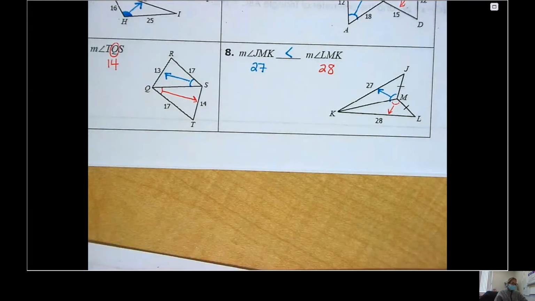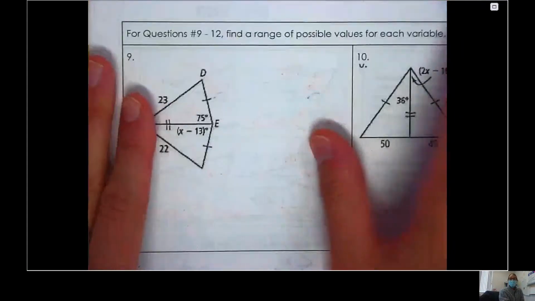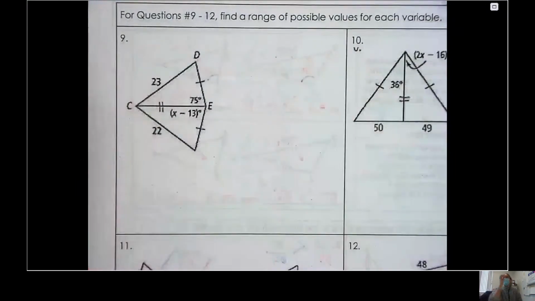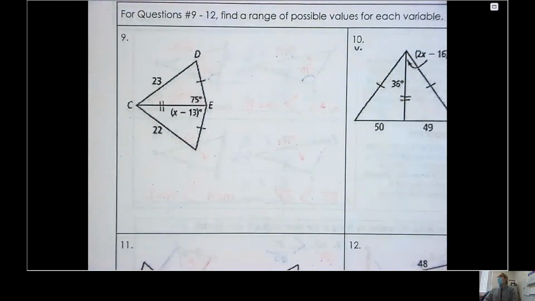All right. Questions on any of those before we go on to 9 through 13? Feeling pretty good. All right. Good. I like that. Now, for numbers 9 through 12, it says find a range of possible values for each variable. Now, what does the word range mean? We talked about this yesterday. What's range? Distance. So it's the smallest it can be and the biggest it can be. It's a minimum and a maximum, right?